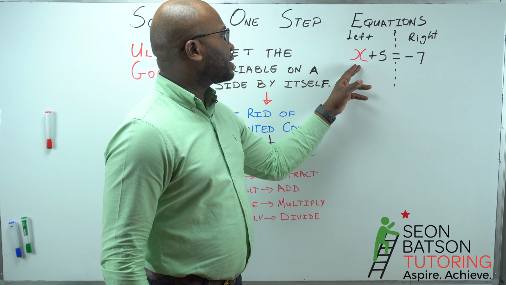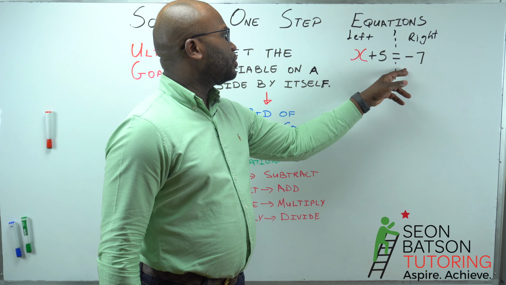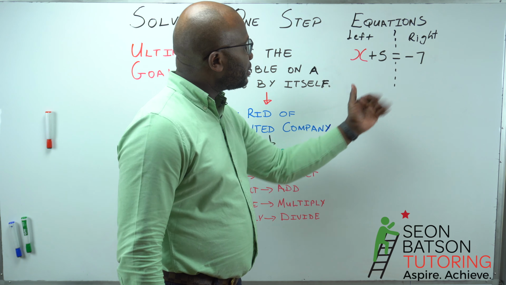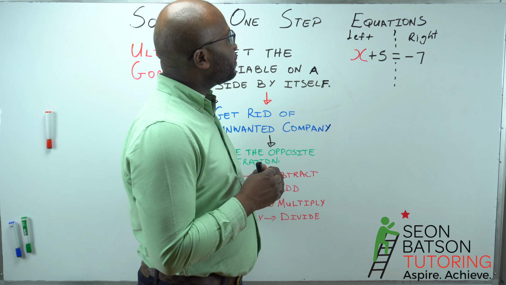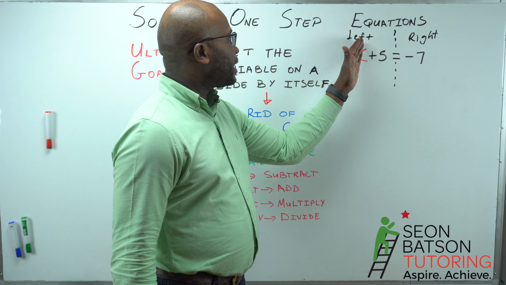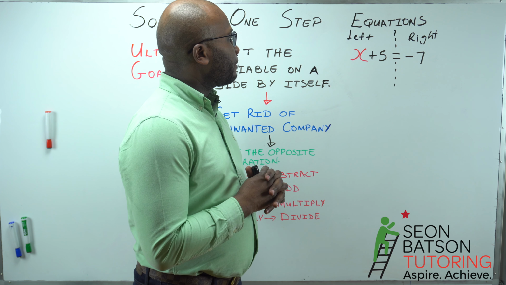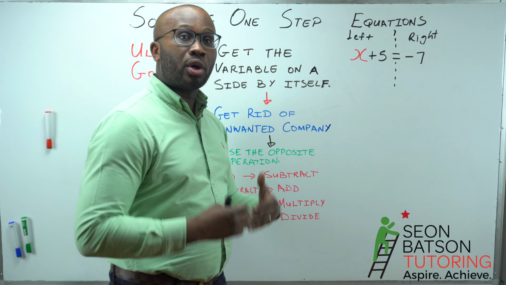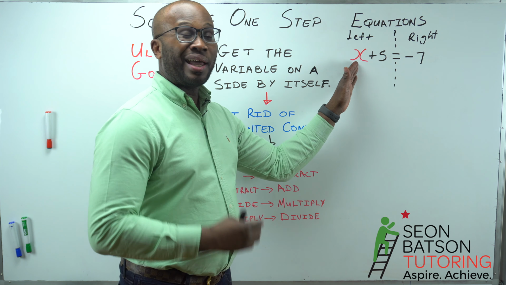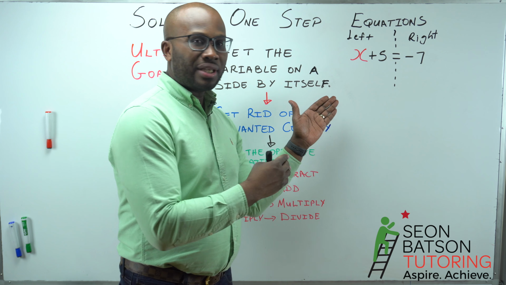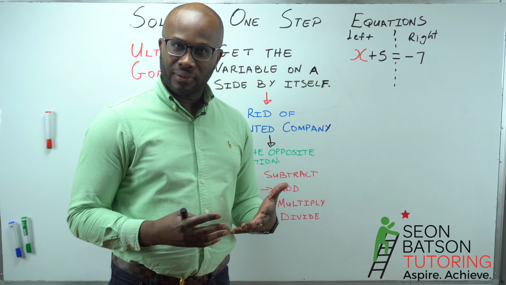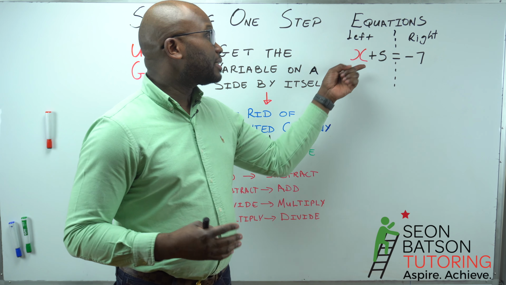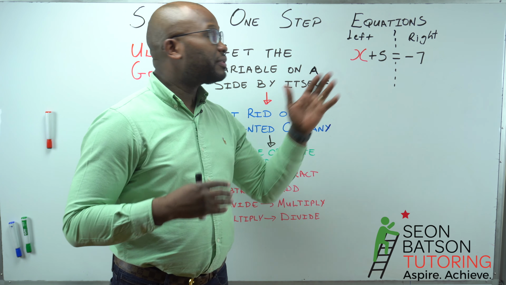First equation, we have x plus 5 is equal to negative 7. Now note how the equal sign splits or breaks the equation into two sides, a left side and a right side. Our variable x is on the left side. So our goal here will be to get the x on the left side by itself.